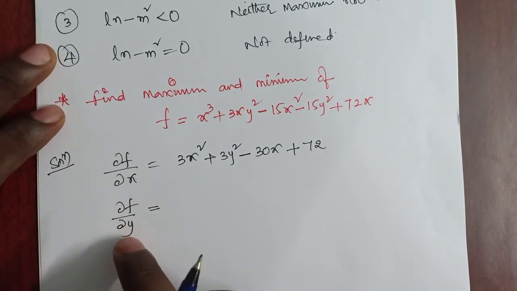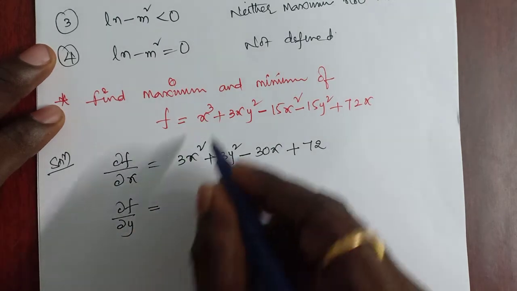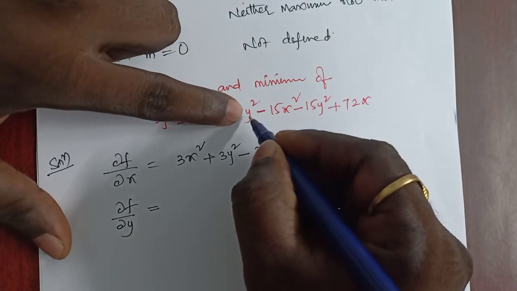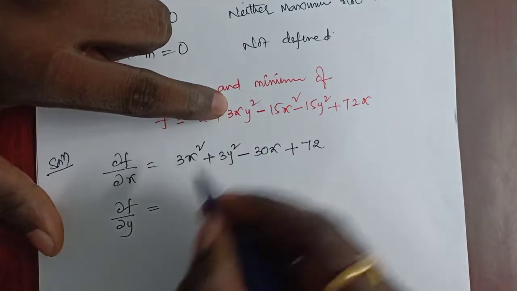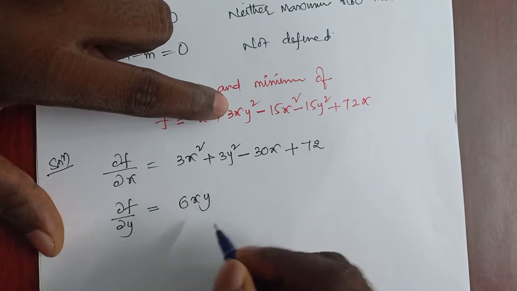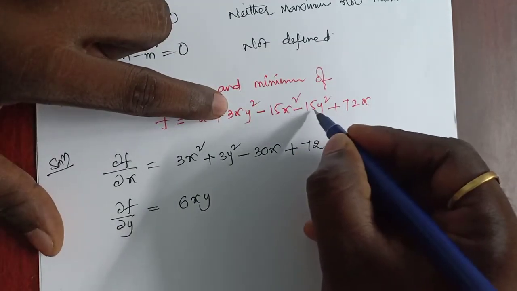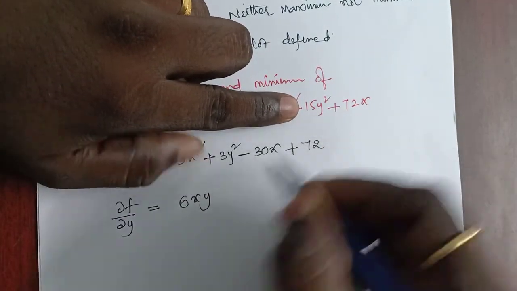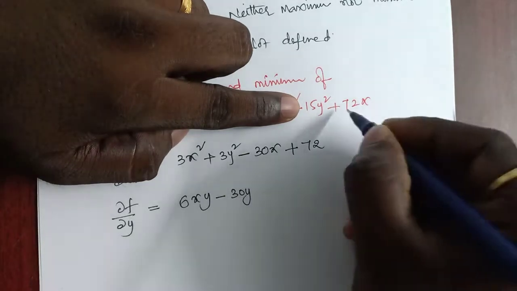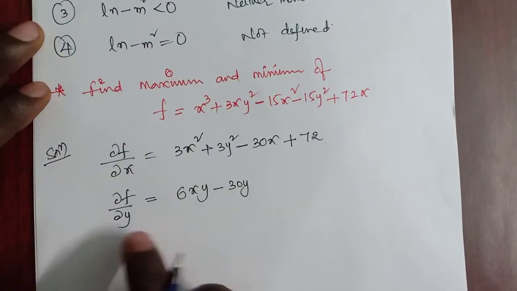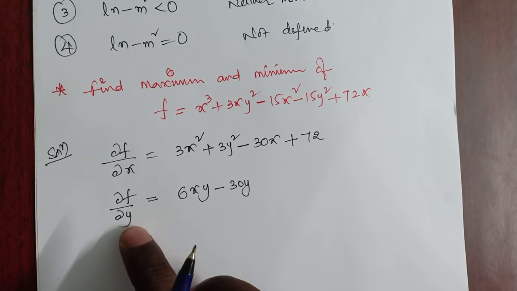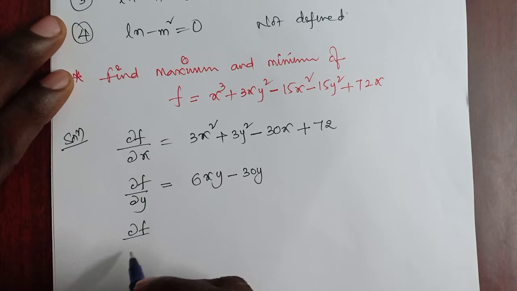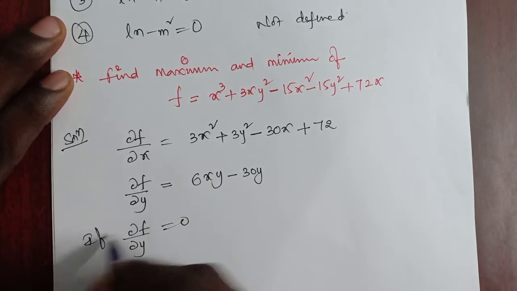If we differentiate with respect to y, treat x as a constant, so the first term is 0, plus 3x into y², for y² it is 2y, so 3x into 2y is 6xy. 15x² is 0, minus 15 into, for y² it is 2y, so 15 into 2 is 30y. Plus 72x is 0, because the derivative is with respect to y. Now first, if ∂f/∂y equals 0, what do we get?